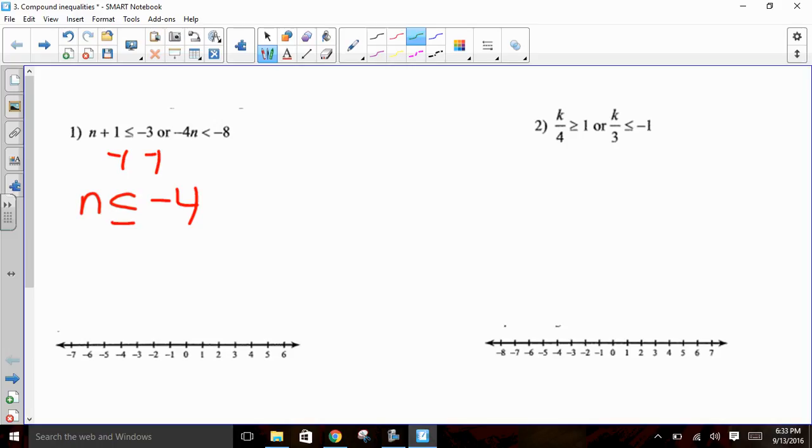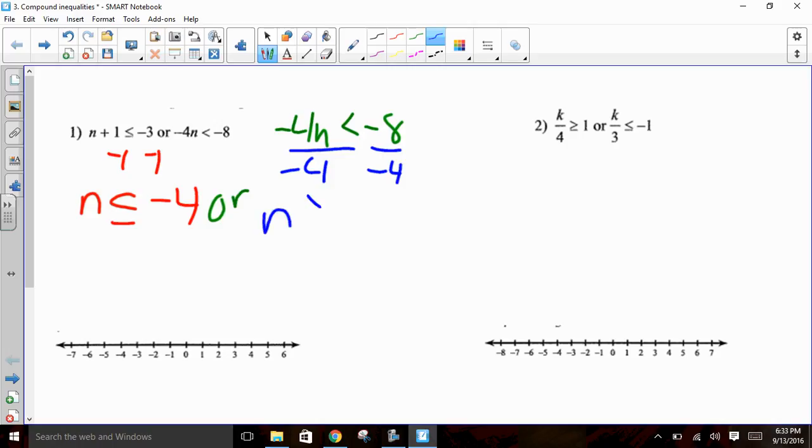Or I have negative 4n is less than negative 8. Now I rewrote that because I'm running out of room, and I want to manipulate that expression because I want to be able to solve for my n in this example. So I'm going to divide both sides by negative 4. So n is greater than 2. Remember, divide by negative, flip your sign.